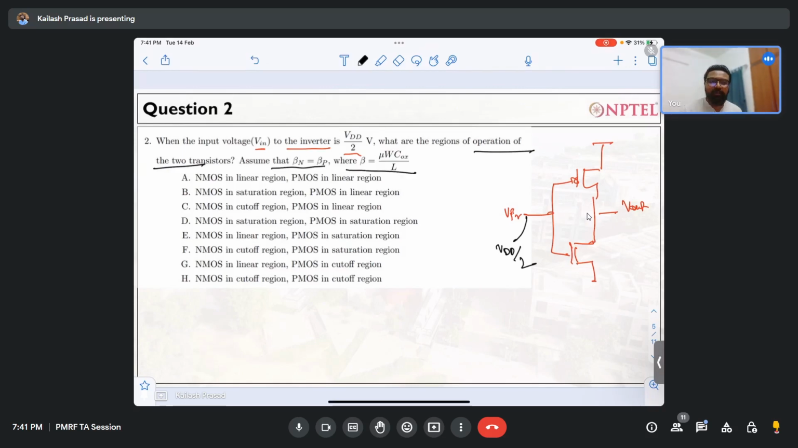Can anybody tell me what is the region of operation of the two transistors? Both are in saturation. Both are in saturation. Okay, I have one answer. Both are in saturation. So which one is it? It is D. Does anybody have any other answer?